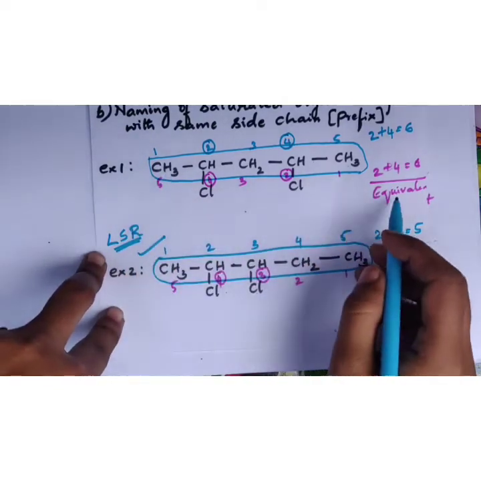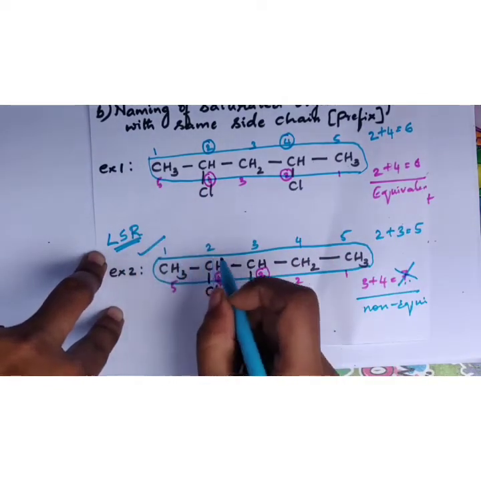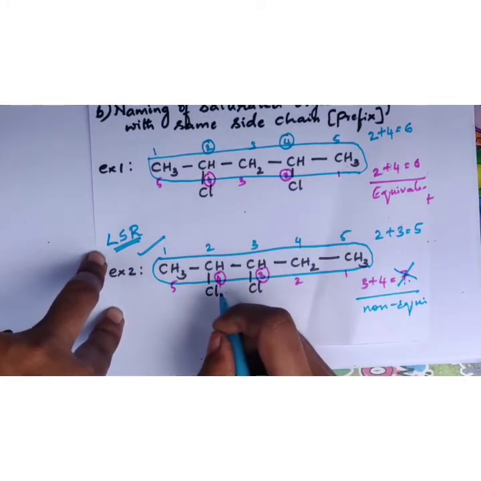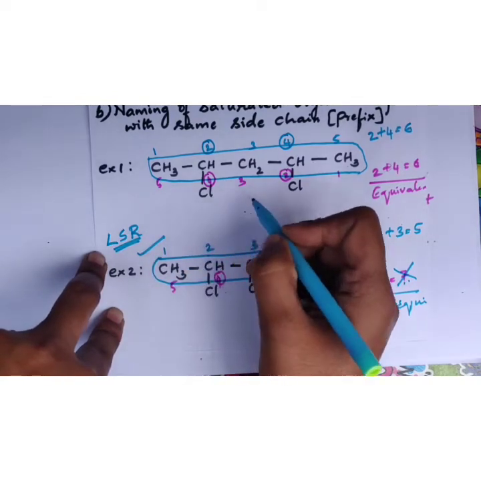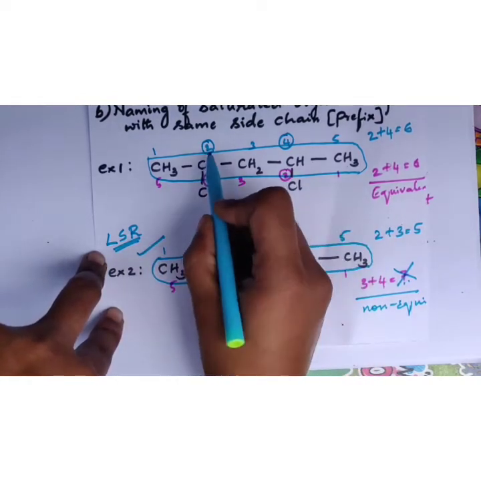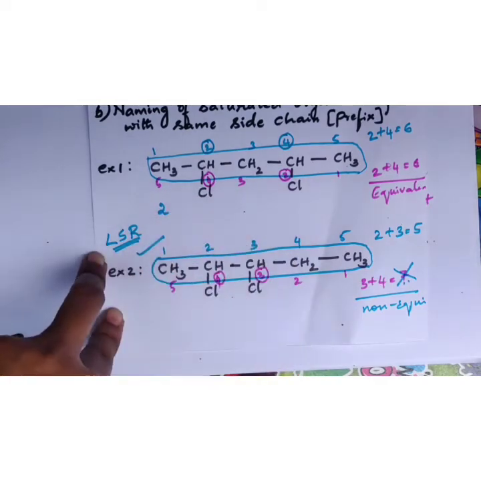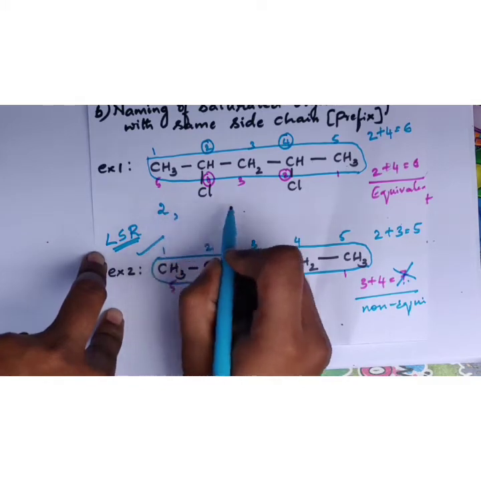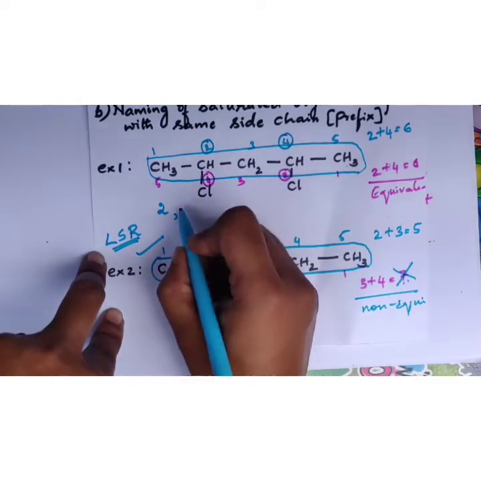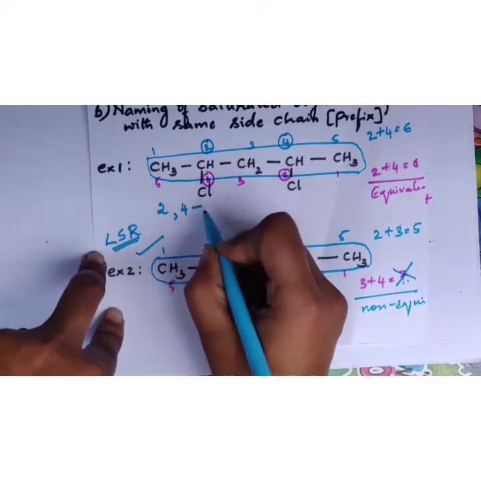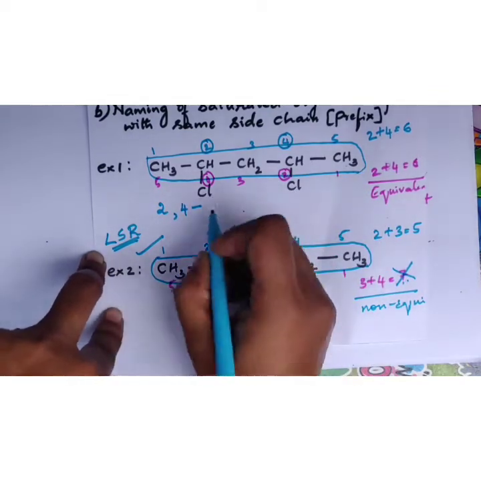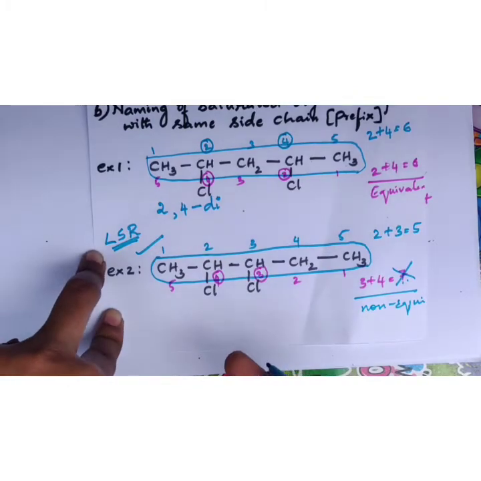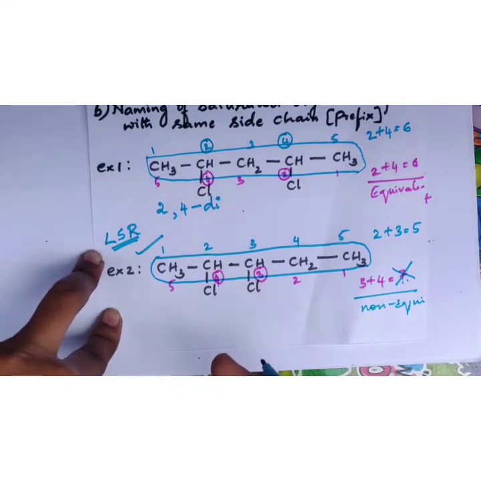I told you when it is equivalent, you can number it from any side. Now, you have got 2 chloros. When there is 1 chloro, directly you will write the number and just write chloro. Now, when there are 2 chloro, here it is number first, you have to write the number 2, comma. It is the same prefix. So, together you can write 2, 4. Since 2 chloros are there, we are going to use the word di. When 3 chloros are there, we are going to use the word tri, T-R-I, tri.